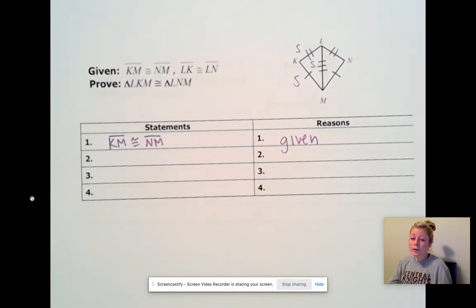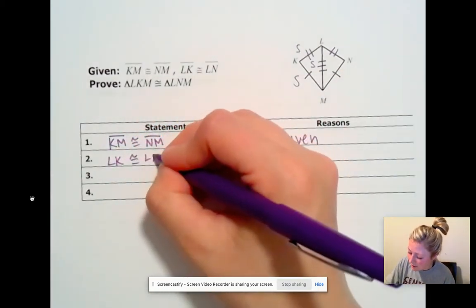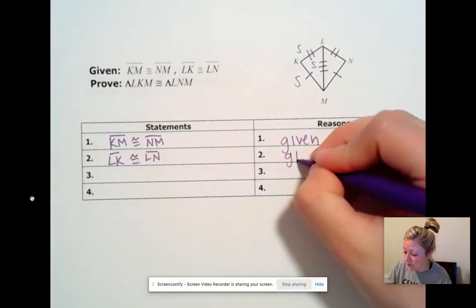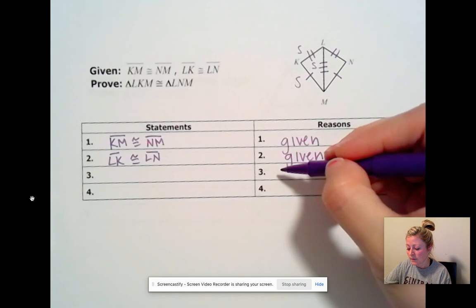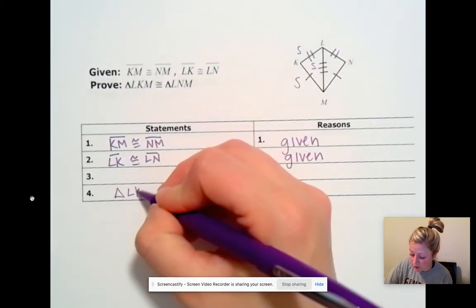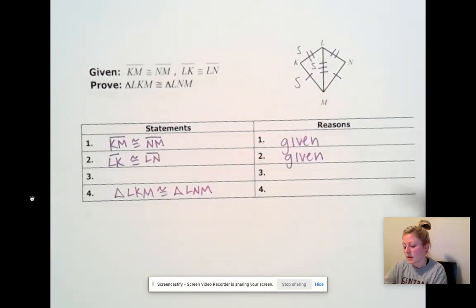Step 2, write down your other given. So I'm going to have LK is congruent to LN. Why was I able to write that down? Well, I wrote that down because, again, it was a freebie. It's free information. Therefore, it is a given. Okay. So now, if you're in a testing situation or just working on a problem, we know we have one more spot to fill before we get to our end goal. Well, if you want to maybe fill in your end goal, you can. I know that my end goal is to show that these two triangles are congruent. But now we got to figure out what goes in that third step.